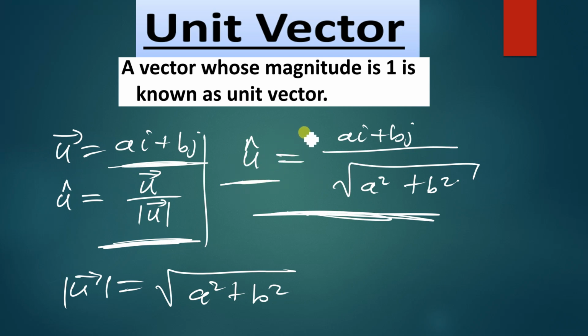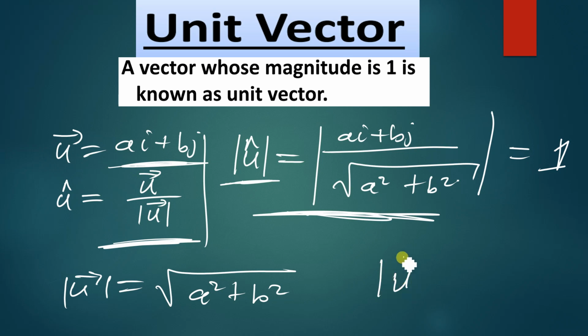This is the unit vector. If they ask you to find the magnitude of a unit vector, you are going to find the magnitude of this. After doing all the calculations in these absolute value symbols, you discover that the answer will be 1. So the magnitude of any unit vector should always give you the answer 1. Alright, so let's quickly move on to solving questions.